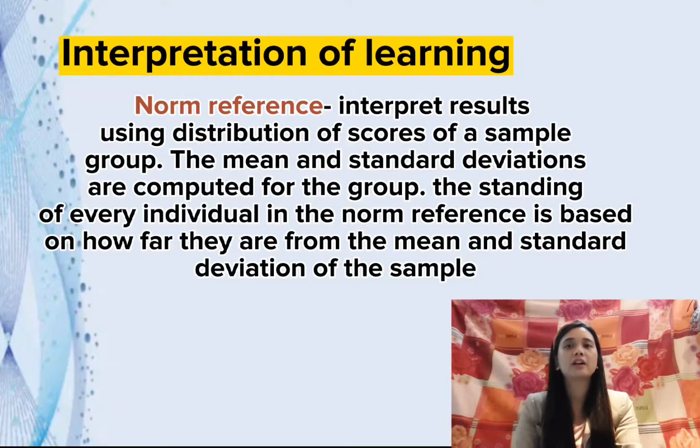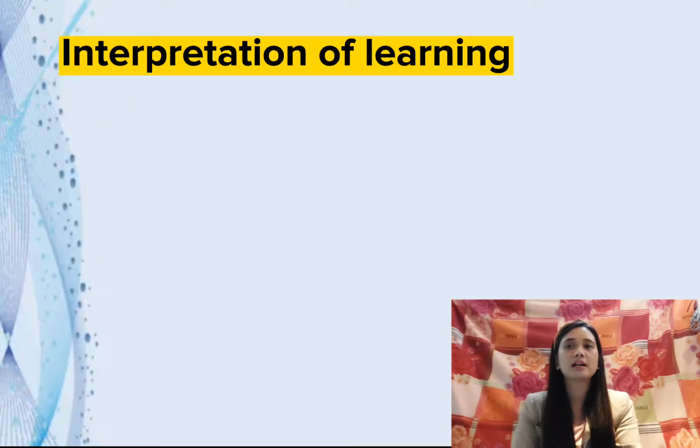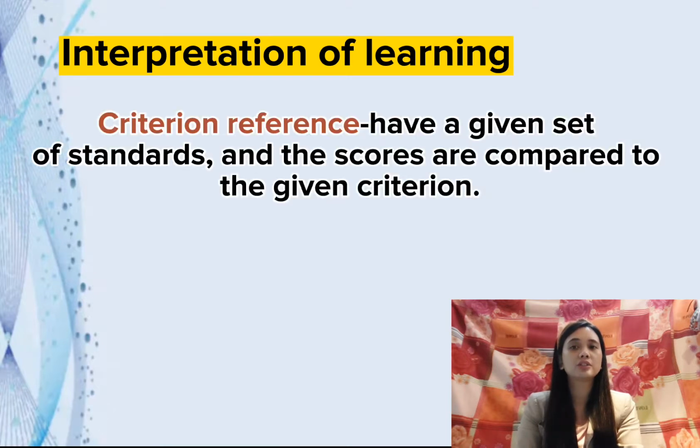And then the other type of the interpretation of learning is the criterion reference. Criterion reference has a given set of standards and the scores are compared to the given criterion. So in this type, the teacher sets standards and the scores are compared to the given criterion.